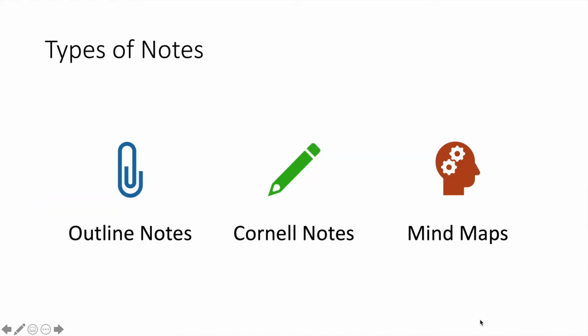Now let's take a look at the different types of notes you might want to create. We're going to look at 3 different types in this workshop. The first are outline notes, the second are Cornell Notes, and lastly, we're going to look at mind maps. These are all strategies that you might use for different things or at different times. And you might find that you prefer one or the other, and that's great.